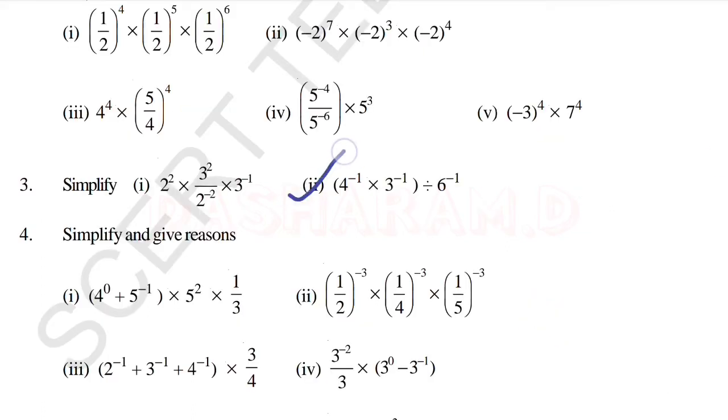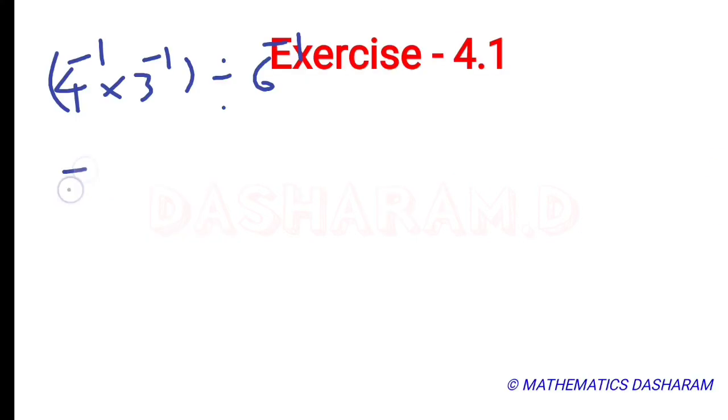Next, second problem: 4^(-1) × 3^(-1) divided by 6^(-1). See, here we have negative powers. Negative powers we can convert into positive powers very easily.